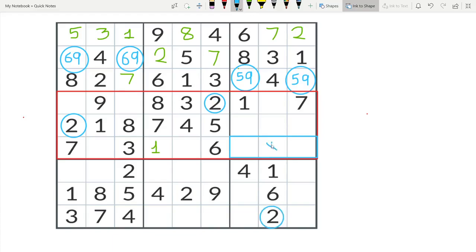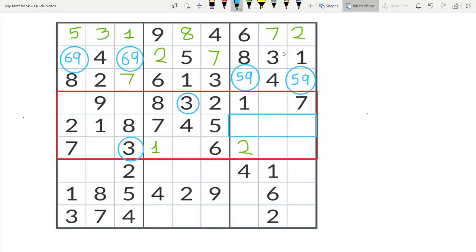So this cell is not an option. And earlier we identified number 2 in this column. So this cell is also not an option. So the only place I can have a number 2 for the bottom row is this cell. Moving on to number 3, I see number 3 for the top row and bottom row. So the possible options for number 3 in middle row has to be one of these three cells.